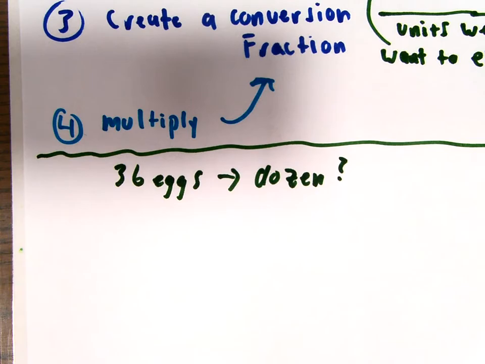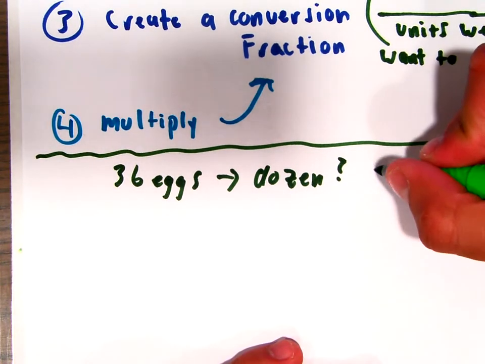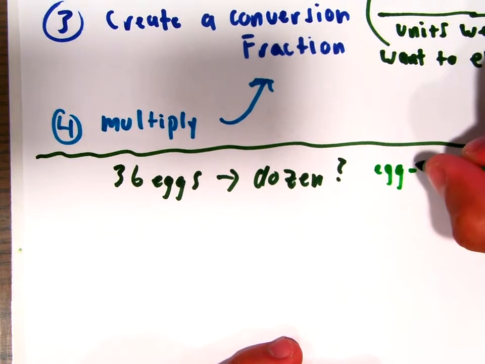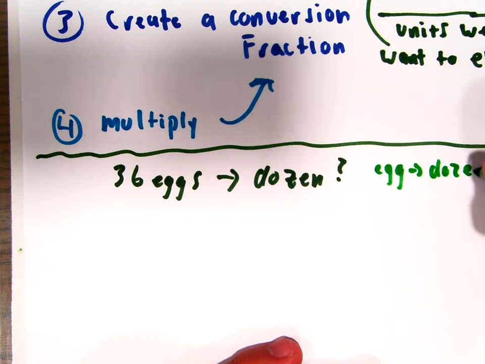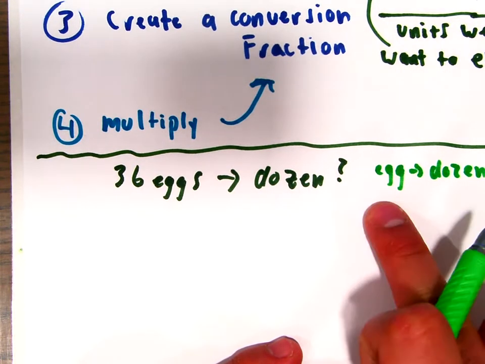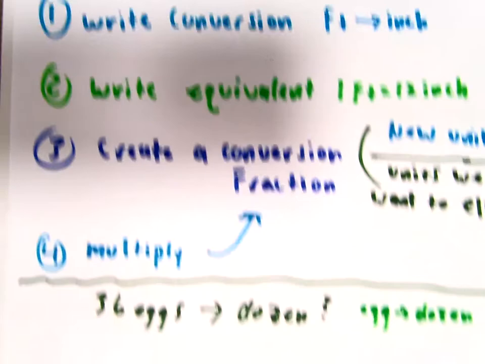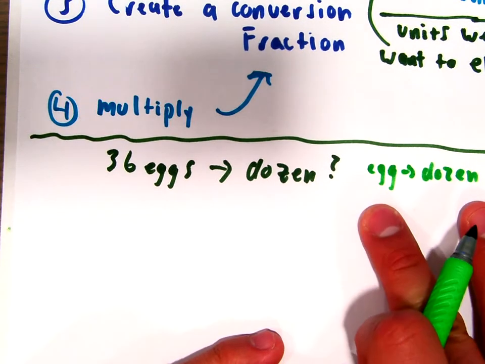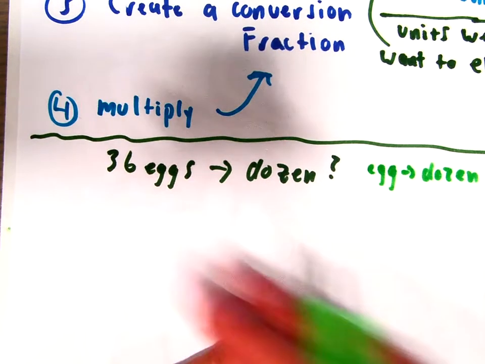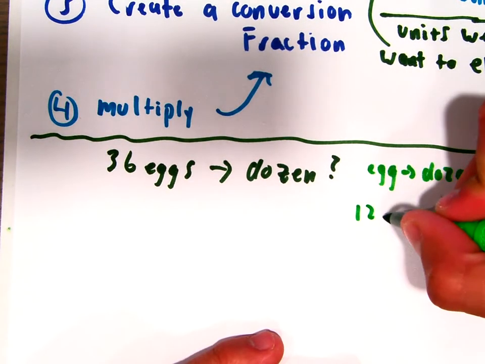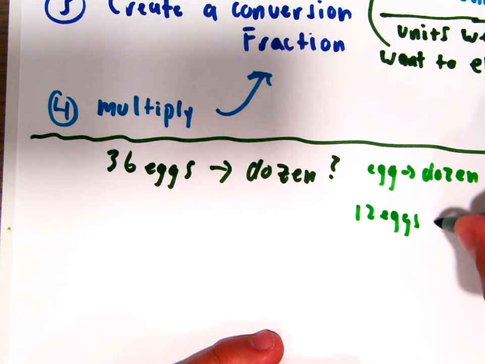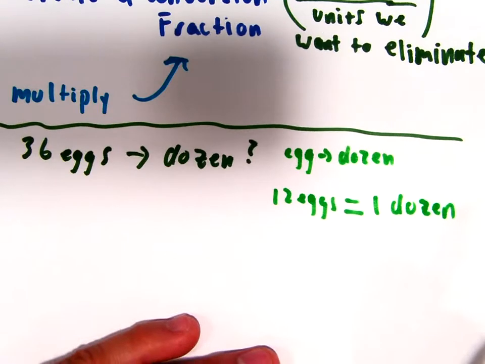So step 1, what are we converting from? We're converting from eggs to dozens. That's step 1. Step 2, how many eggs equal how many dozens? In other words, I'm writing my equivalent. How many of each equal each other? I know that 12 eggs equal 1 dozen.